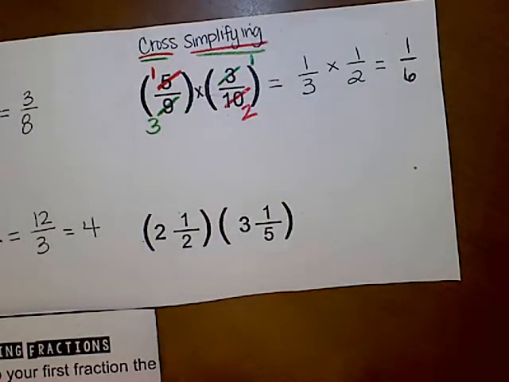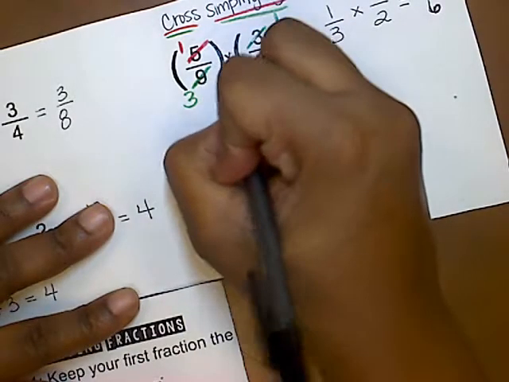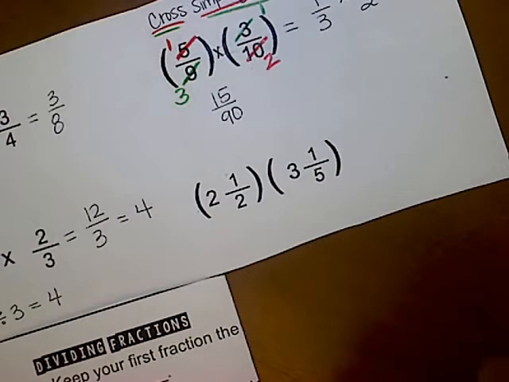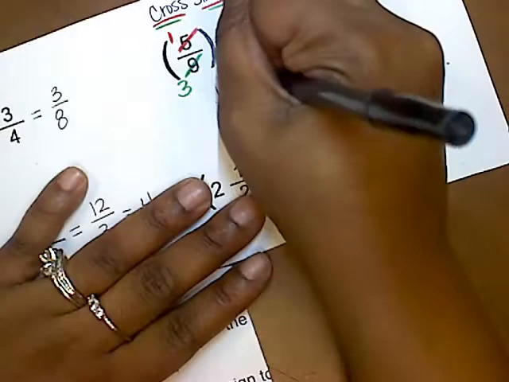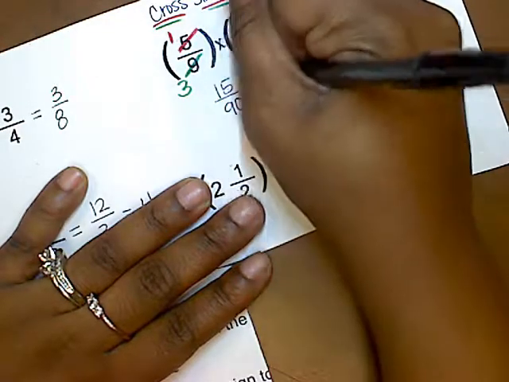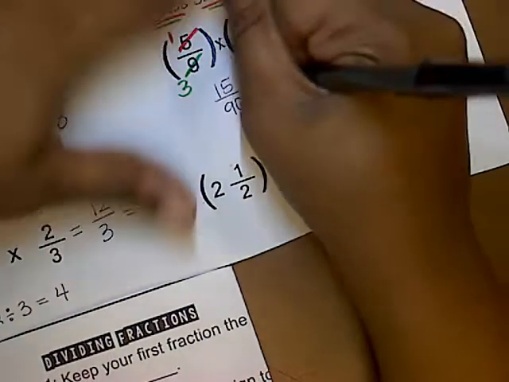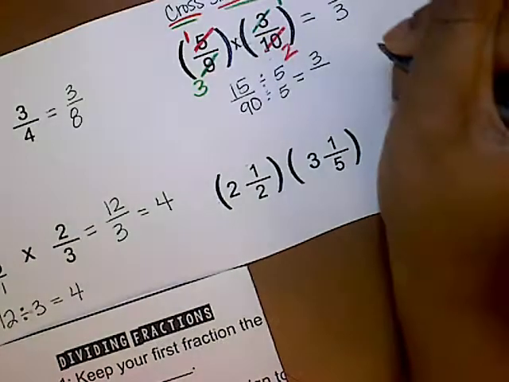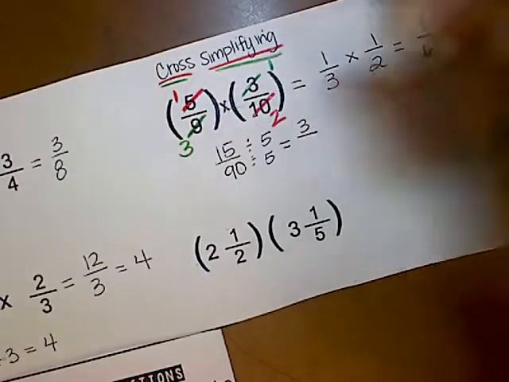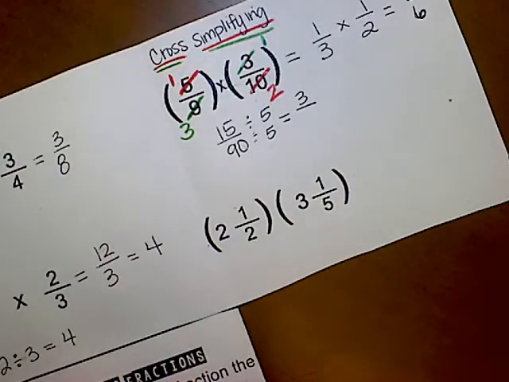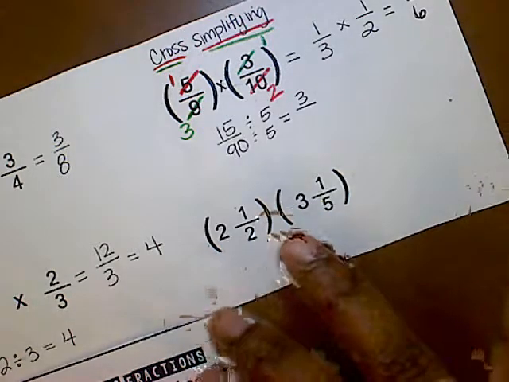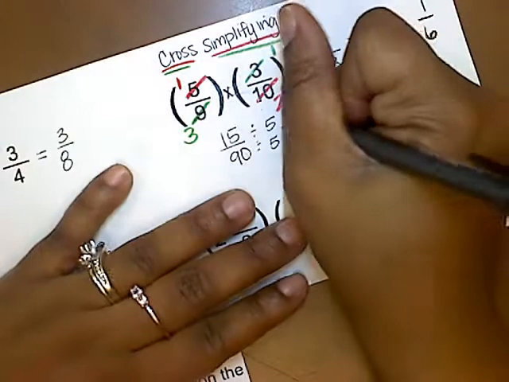So again, if you were not to simplify this, you would have gotten the same answer. So 5 times 3 is 15. 9 times 10 is 90. And we would have just divided this by 15. And let's say you didn't know to divide by 15. Let's say you want to start with 5. We know 15 divided by 5 is 3. And 90 divided by 5 is 18.